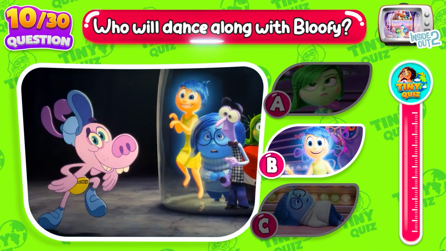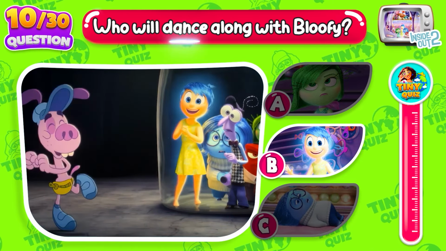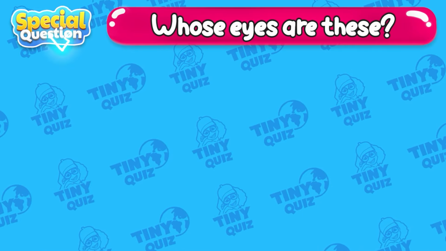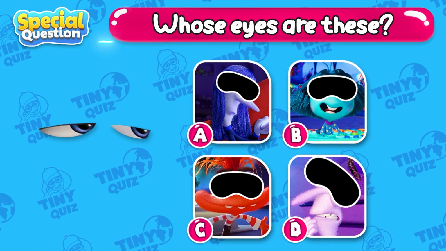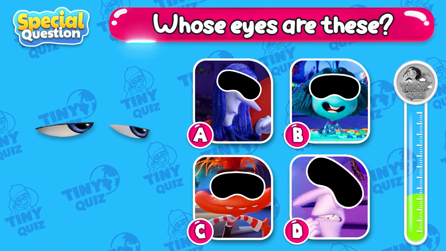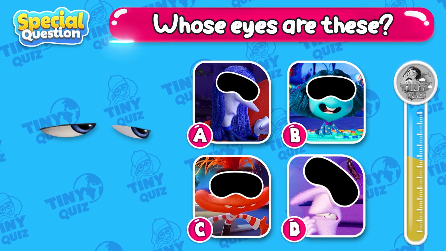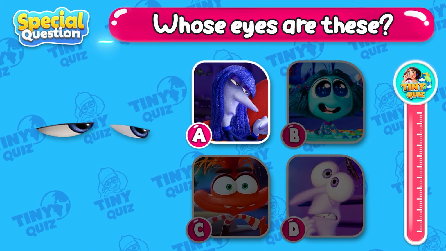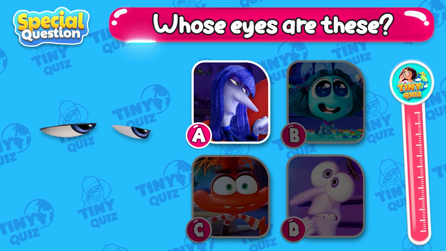Stomp like an elephant, scurry like a mouse. Make your way down to Bluffy's house. Please kill. Whose eyes are these? Those are Enui's eyes!